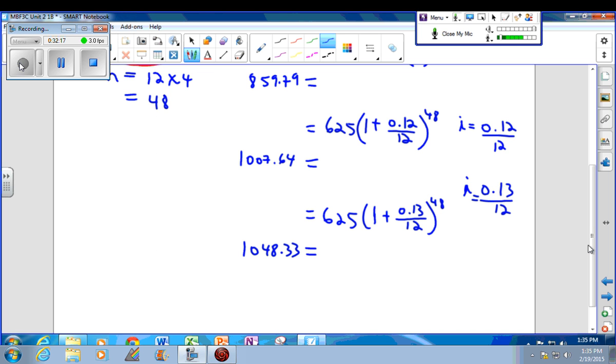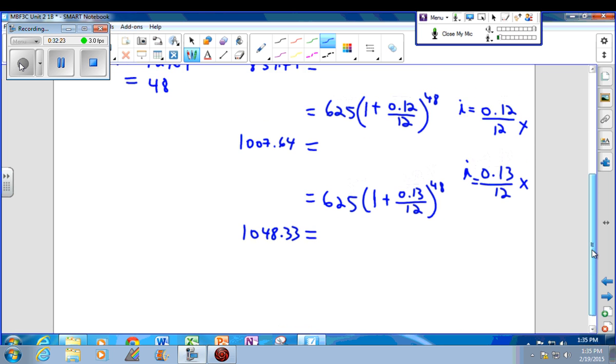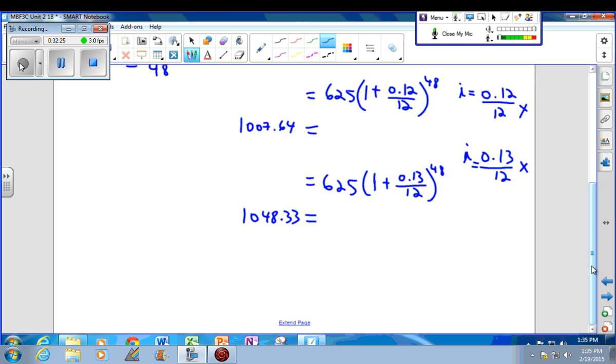Depending on how accurately we want to do this, we could say 13 because it's really close, or we could say 12. But let's try. We're closer with the 12, aren't we? Let's try 12.5%. Okay, so i equals 0.125. No, that's 12.25%. 12.25% is what I want to say.